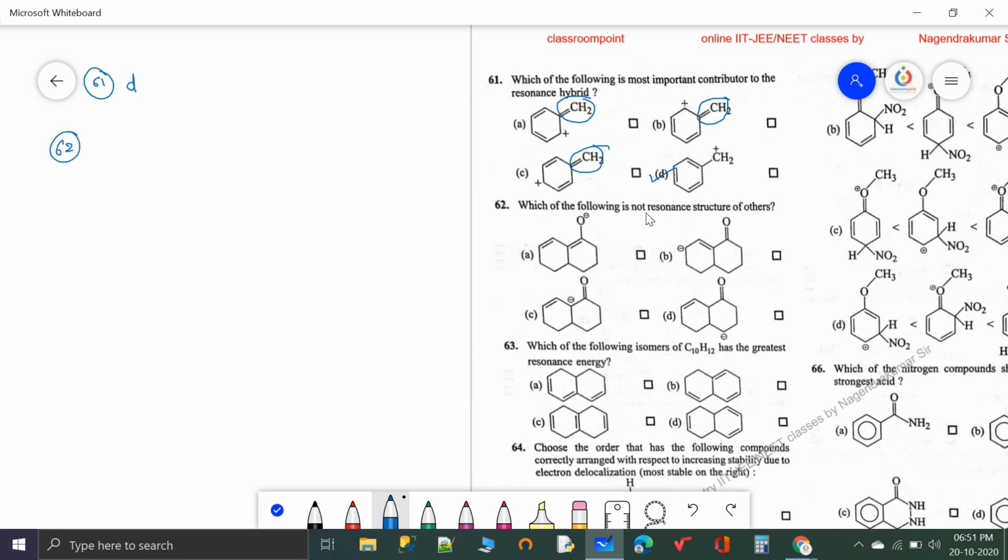Question 62. Which of the following is not the resonance structure of the others? Okay, let's try to write down the resonance structures. Imagine that this negative charge is shifted here and these pi bond electrons are shifted here. So you will get the pi bond here and the negative charge here. So this is the resonance structure of this one.